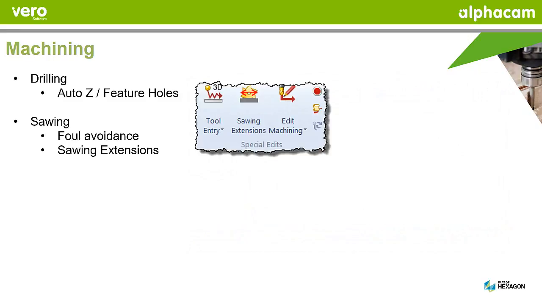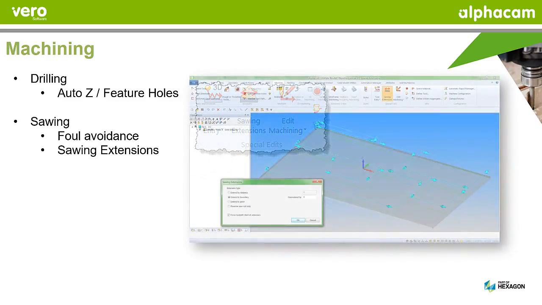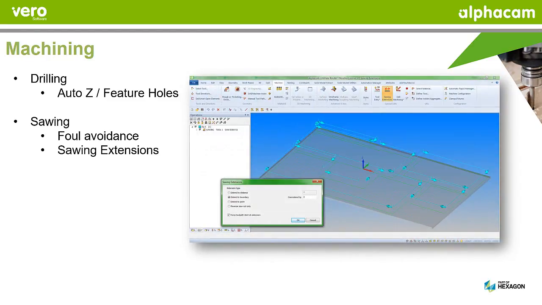Also regarding sawing, we've introduced a command called Sawing Extensions. What this allows the user to do is extend saw cuts to boundaries or by certain distances, where it could be quite useful that you can extend the start of a saw cut out of a sheet of material, which avoids plunging actually into the material.